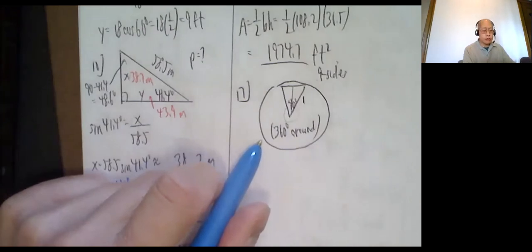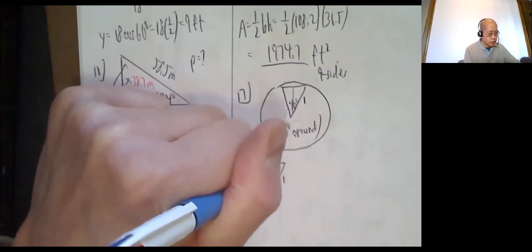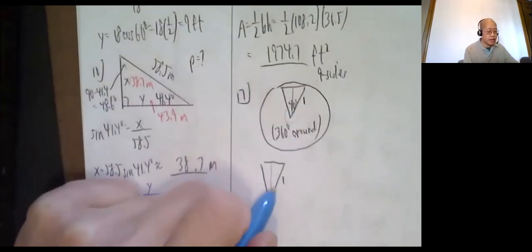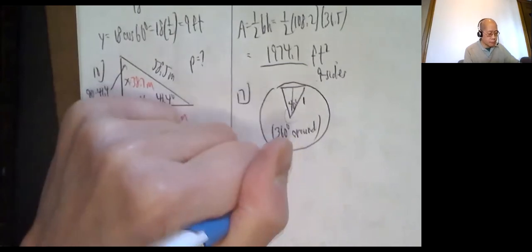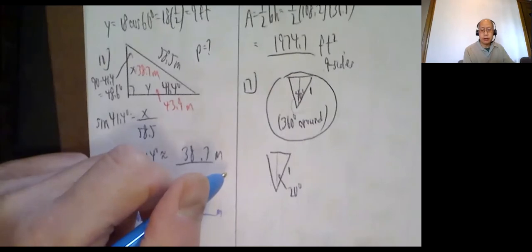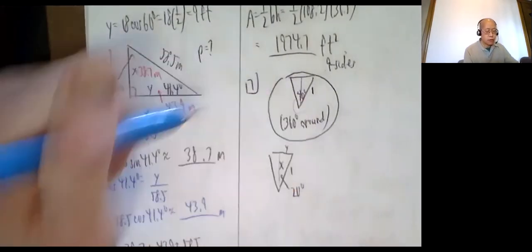All right, I think I know what to do. Let me extract out that one picture. 1. Now, we said this was 40. What does that make this angle right here? 20, right? That's 20. X, Y.